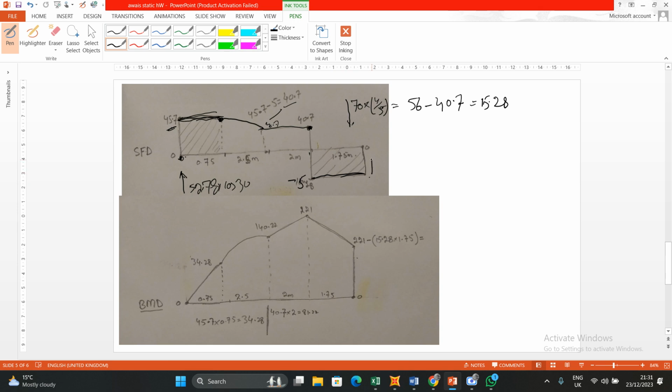And here we have the support, which is BY. So BY was also 15.28 positive, so it's going up, and here is 0. This is the shear force diagram.